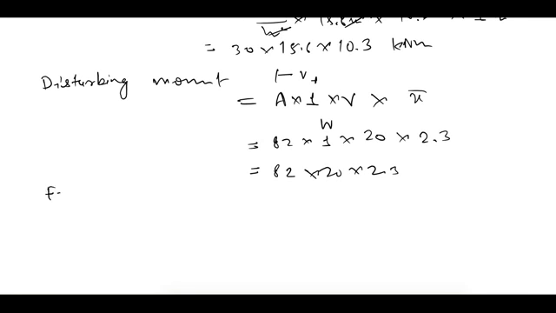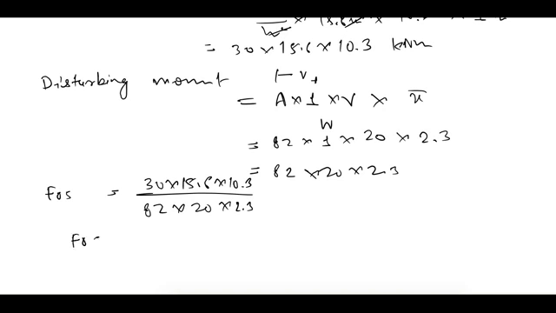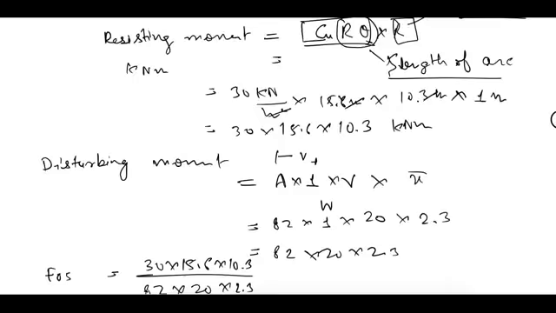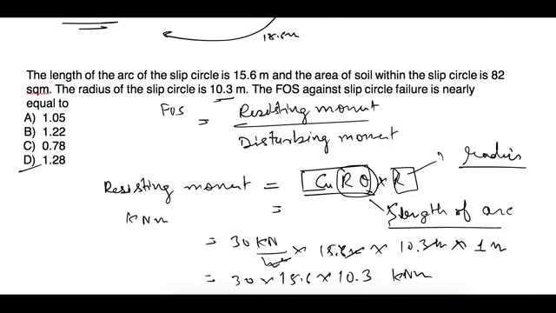Now factor of safety is equal to resisting moment divided by disturbing moment. Resisting moment is 30 into 15.6 into 10.3, divided by disturbing moment, which is 82 into 20 into 2.3. So from here if you calculate, the factor of safety comes out to be 1.28. So that is the answer.